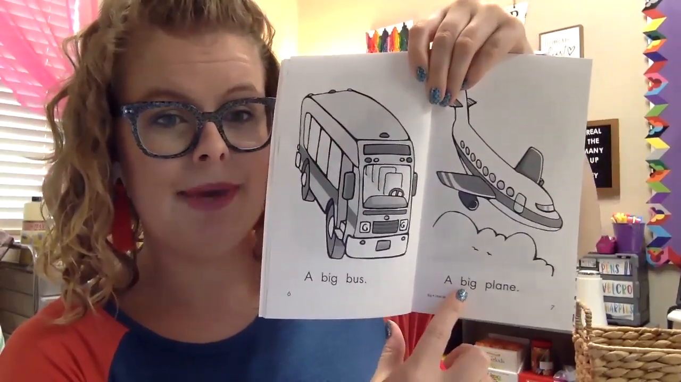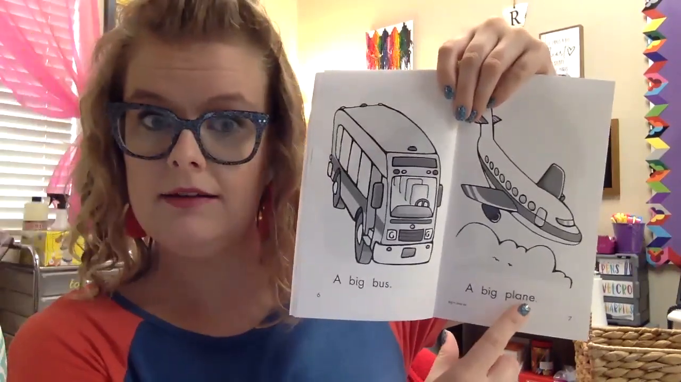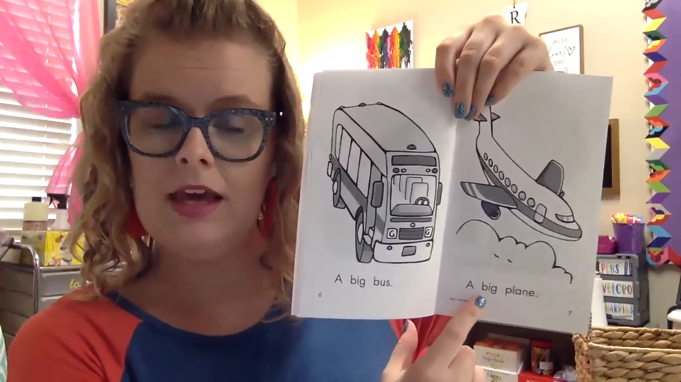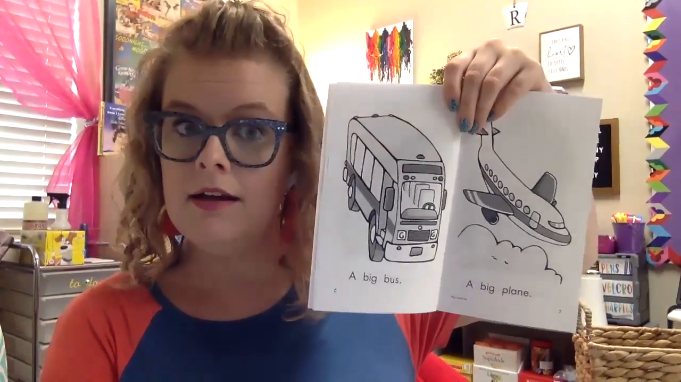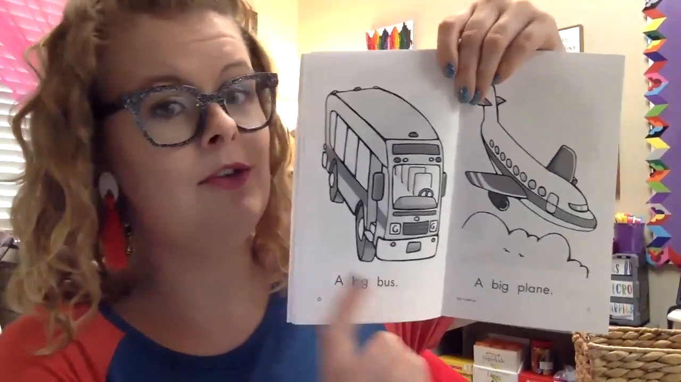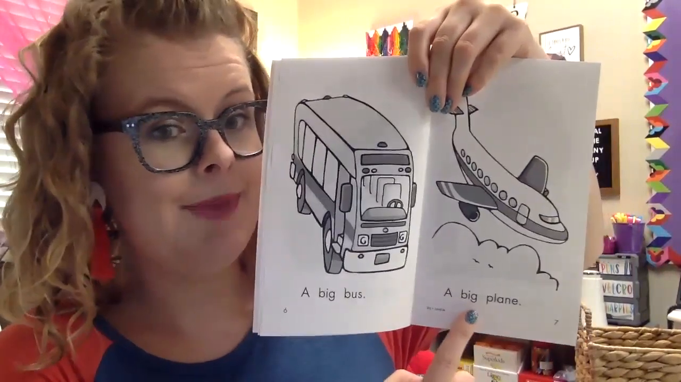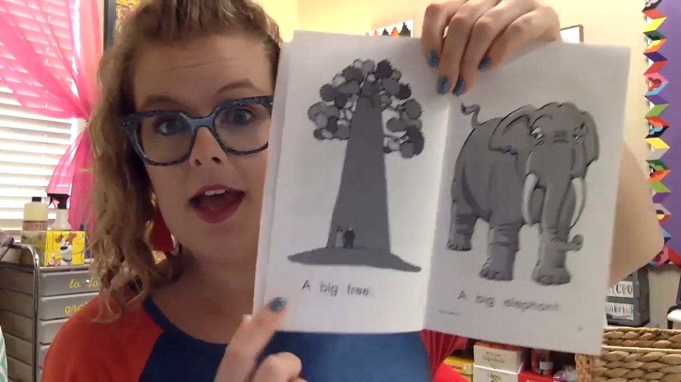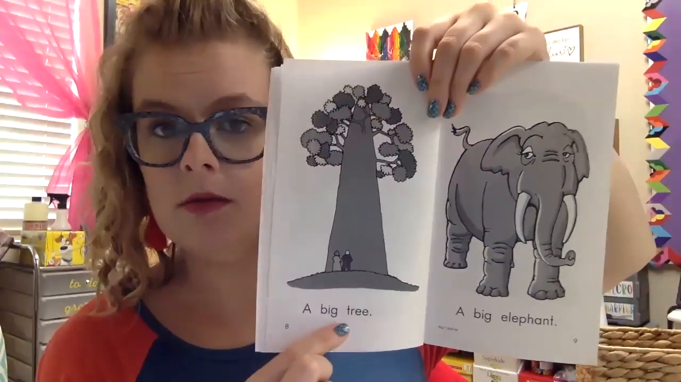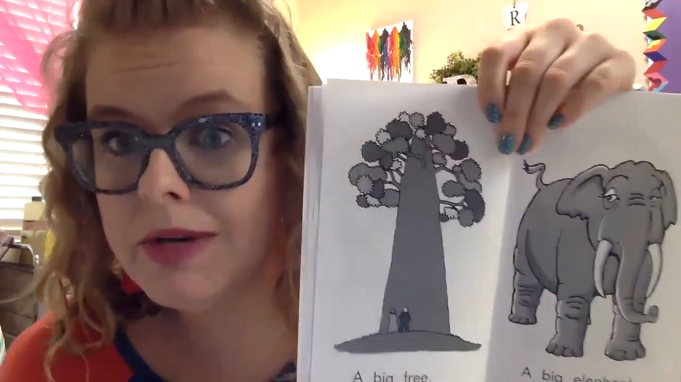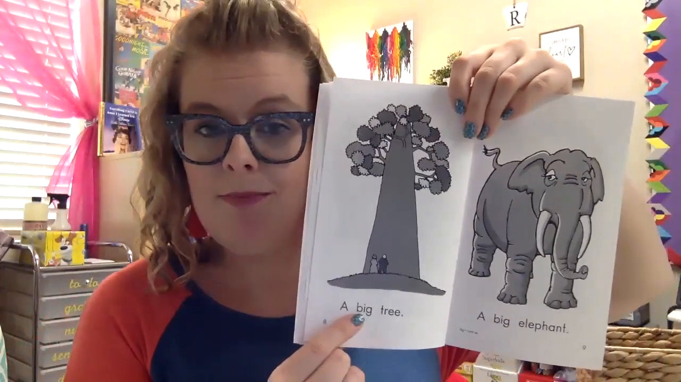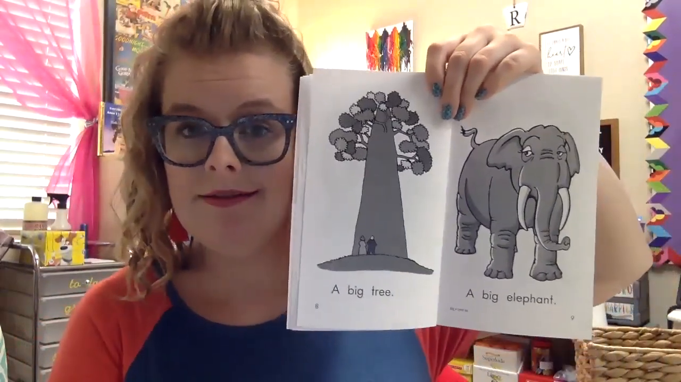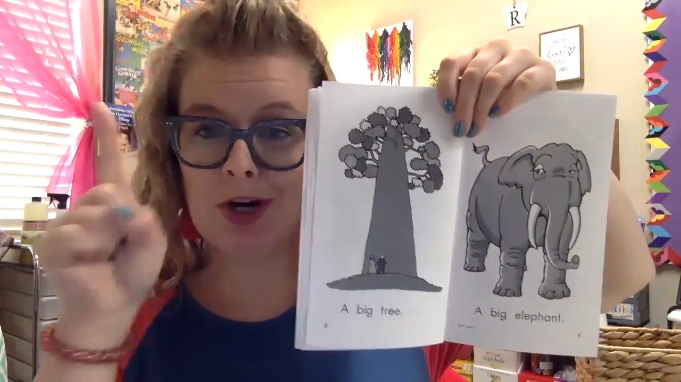Next page. A big, ooh, what is that? A big plane. There's a plane. Try it with me. Use your finger. A big plane. Oh my goodness, look how big this one is. A big, what is that? Tree. A big tree.